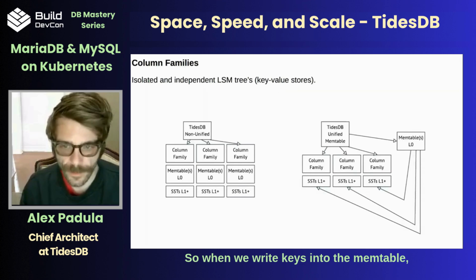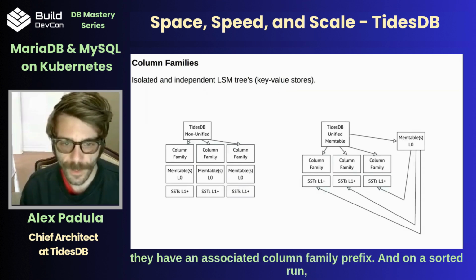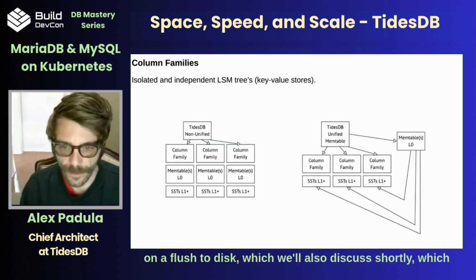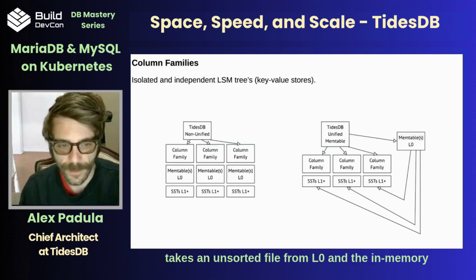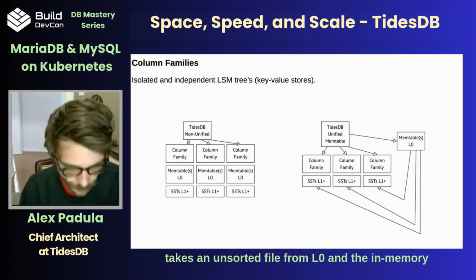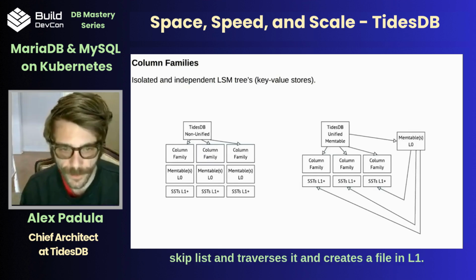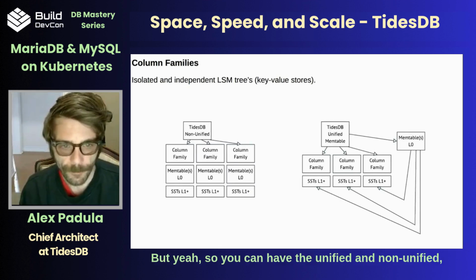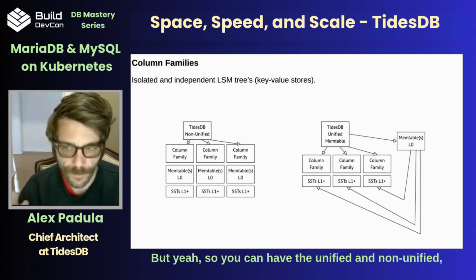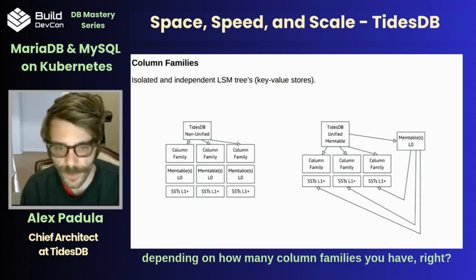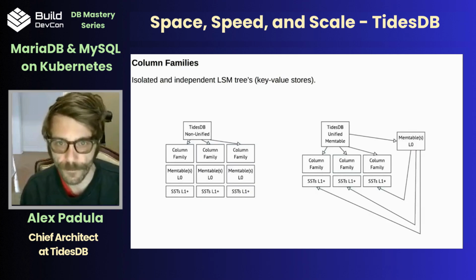When we write keys into the memtable, they have an associated column family prefix. And on a sorted run, on a flush to disk, which we'll also discuss shortly, which takes an unsorted file from L0 and the in-memory skip list and traverses it and creates a file in L1. But yeah, so you can have the unified and non-unified depending on how many column families you have, right?